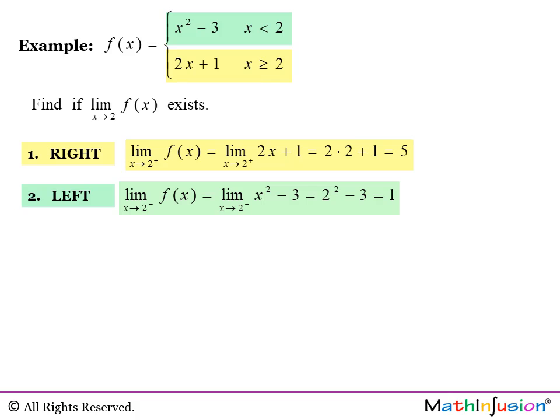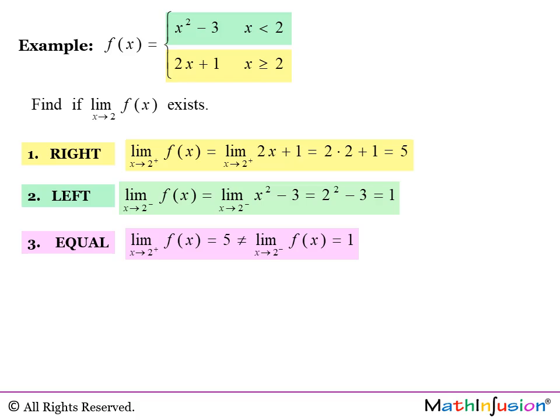we get 1. In 3, we are asking if the limits in 1 and 2 are the same, and the answer is definitely not, because 5 does not equal 1. We conclude that the limit does not exist when x approaches 2.